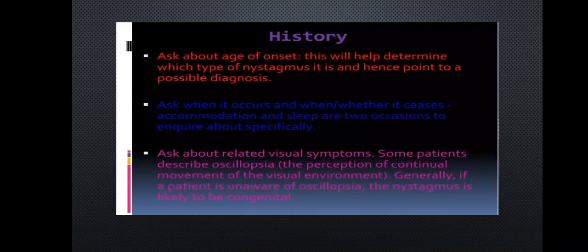Next, ask about the history and age of onset. This will help to determine which type of nystagmus it is and hence point to a possible diagnosis. Ask the patient when it occurs, whether it ceases with accommodation and sleep, and it is useful to inquire about these specifically.